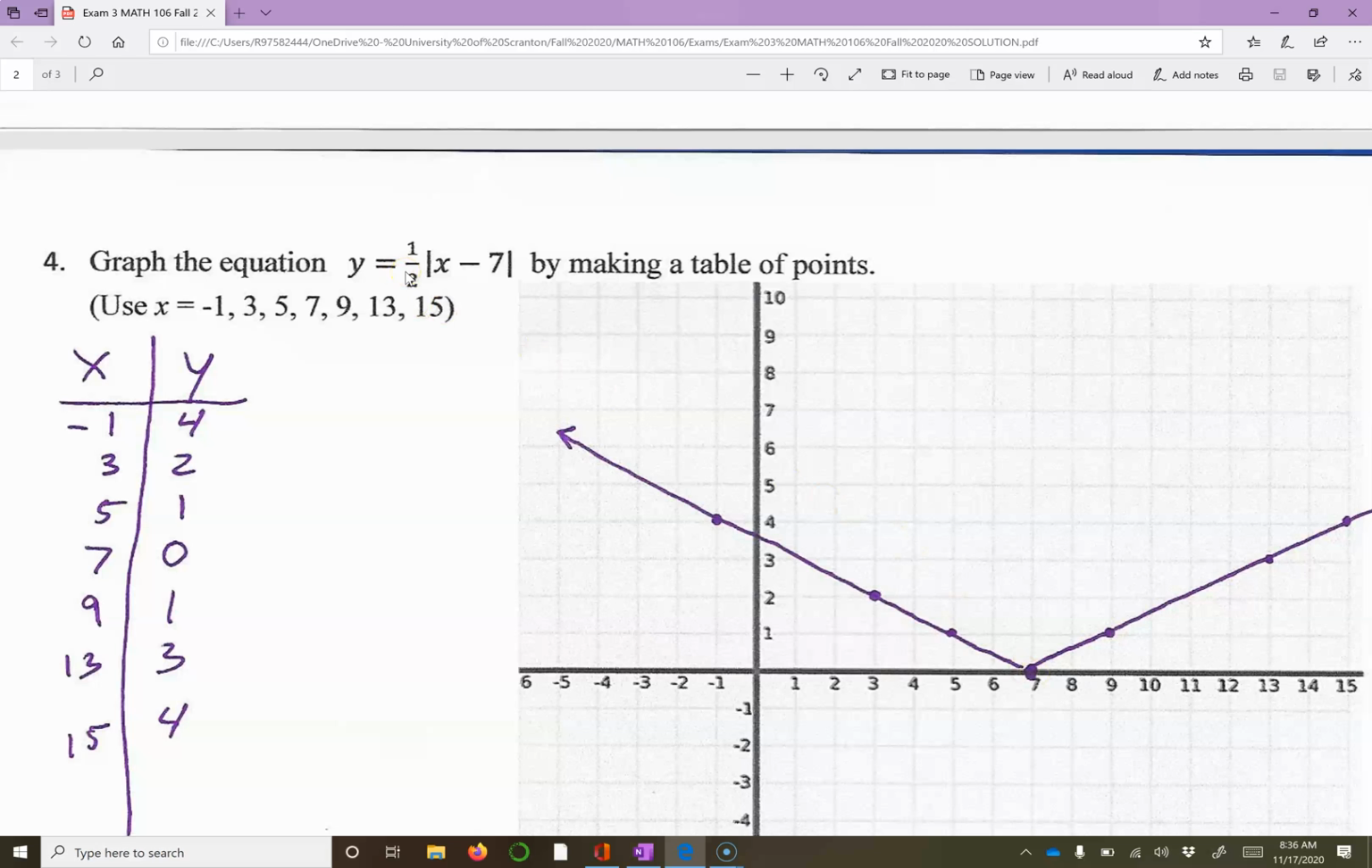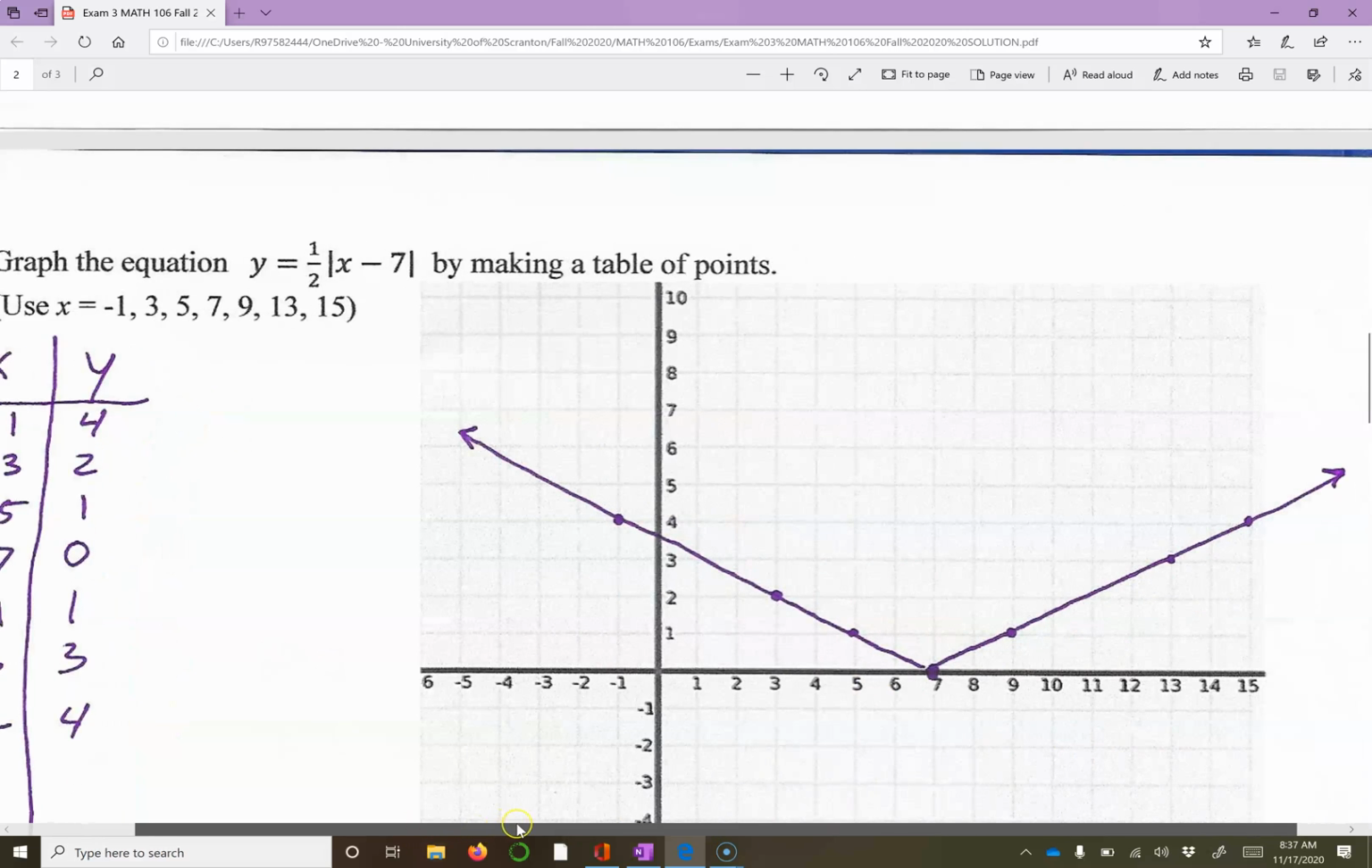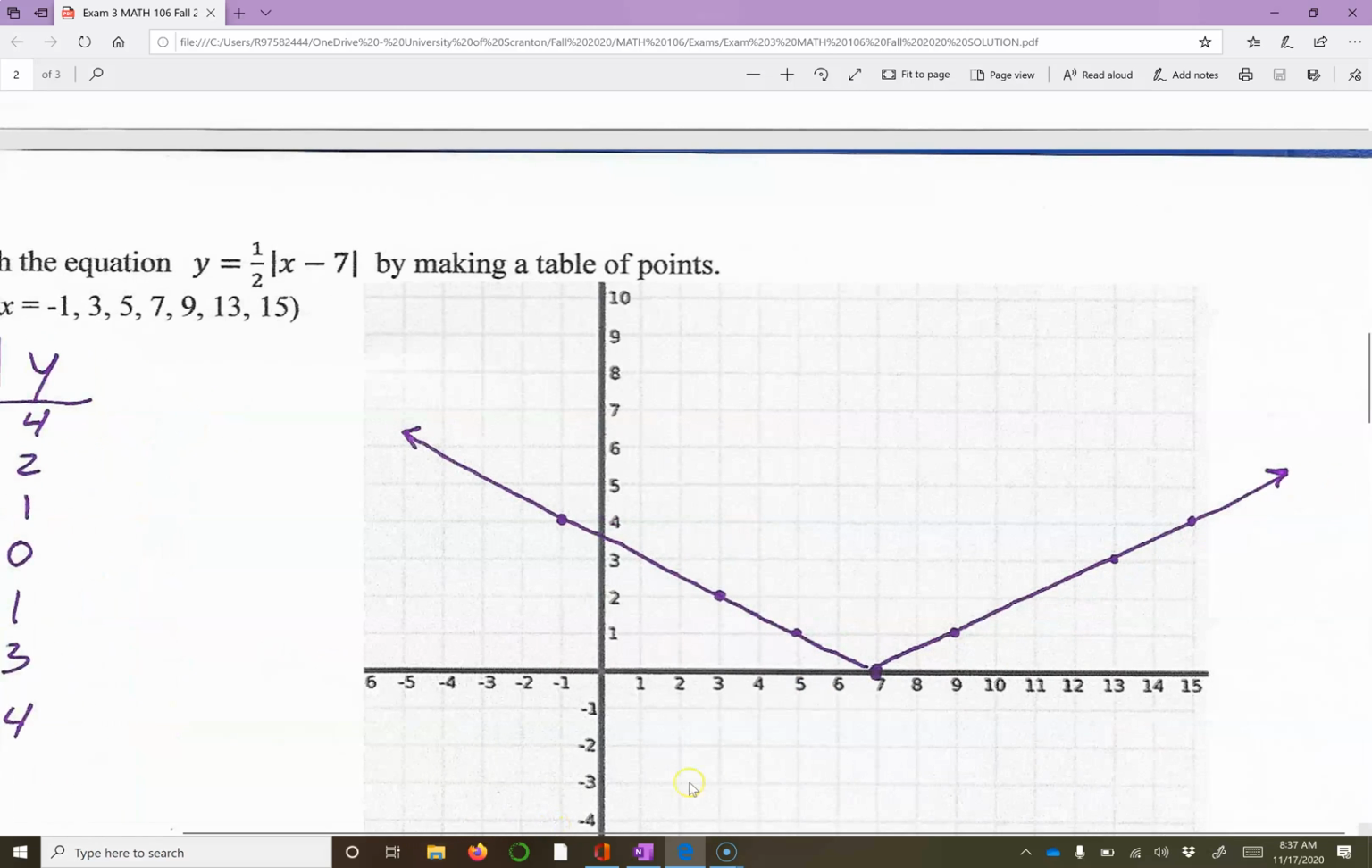But even if you didn't know that, you can go ahead and plot points. I didn't take any points off for how messy the graph was, but it's essentially just 2 lines that originate at (7, 0).